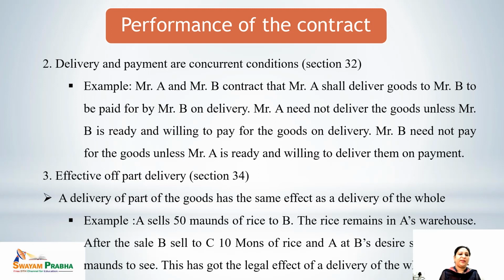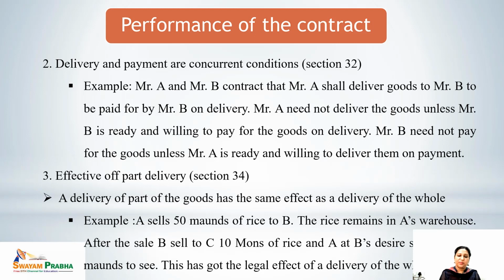Second point is delivery and payment are concurrent conditions, which is covered under section 32. As I have already said in the previous slides, once the delivery of the goods is made, the payment of the goods is the concurrent condition, which is the responsibility of the buyer.